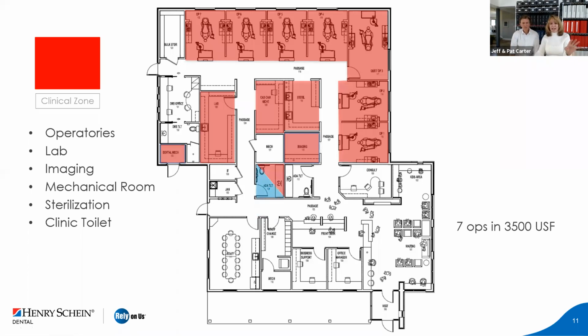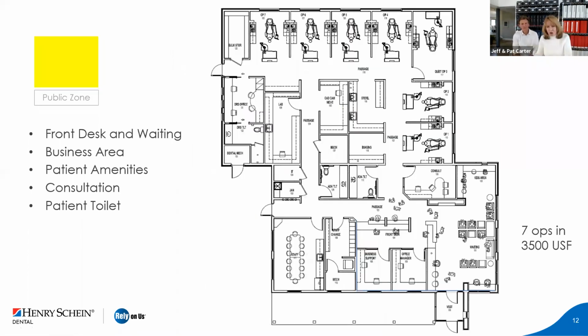And then right behind that is going to be the public zone. The public zone is that zone of spaces that the patients and staff are going to be experiencing before and or after treatment. So it is the waiting area. It is the front desk business area. It may be patient amenities, which we're certainly seeing some of those showing up.